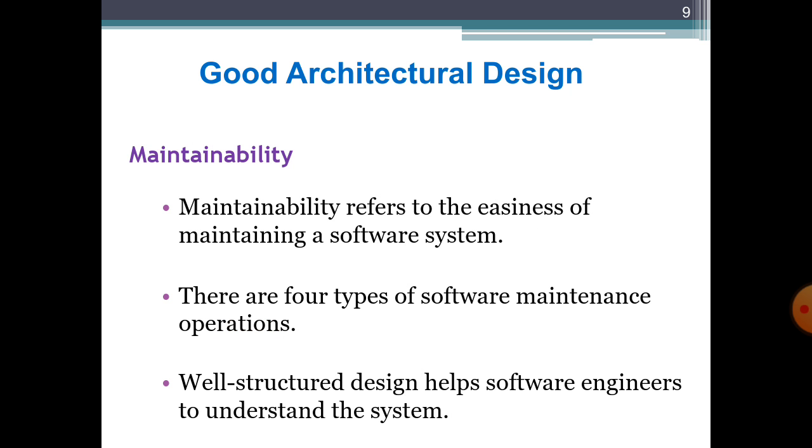And now the next one is maintainability. So students, what is maintainability? Actually, maintainability refers to modifiability, how easy it is for us to modify our system. So maintenance is very important for any project, which ultimately leads to a good architectural design. Now the question is, there are four different types of maintenance as well. Let's discuss these four types of maintenance very briefly.